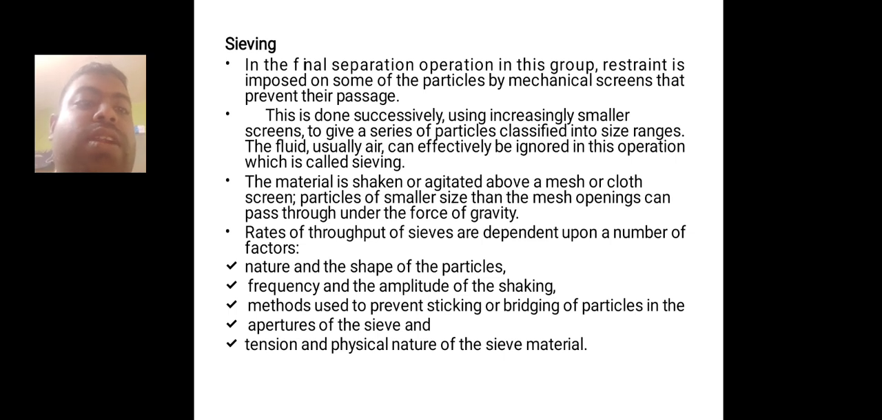The material is shaken or agitated above a mesh or cloth screen. Particles of smaller size than the mesh openings can pass through under the force of gravity. Rate of throughput of sieves depends upon a number of factors: nature and size of the particles, frequency and amplitude of the shaking, method used to prevent sticking and bridging of particles in the aperture of the sieve, and tension and physical nature of the sieve material.